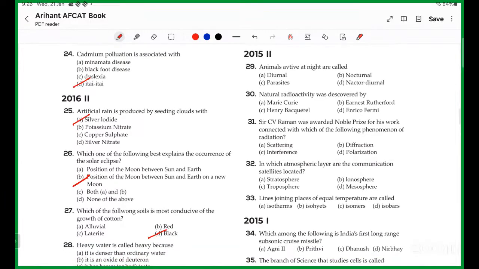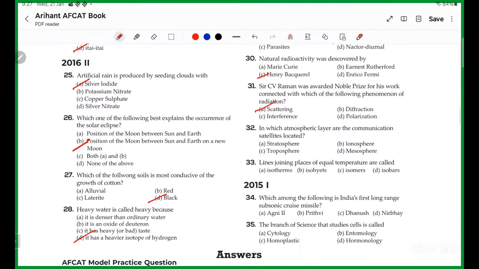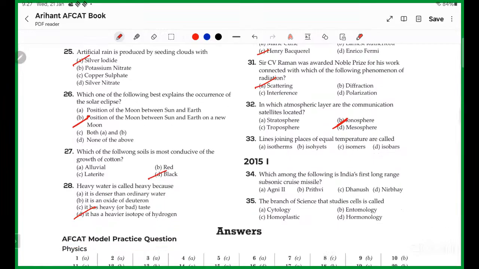Animals active at night are called nocturnal. Natural radioactivity was discovered by Henry Becquerel. Sir C.V. Raman was awarded Nobel Prize for scattering. In which atmospheric layer are communication satellites located? They are basically located in ionosphere, where ions are present.